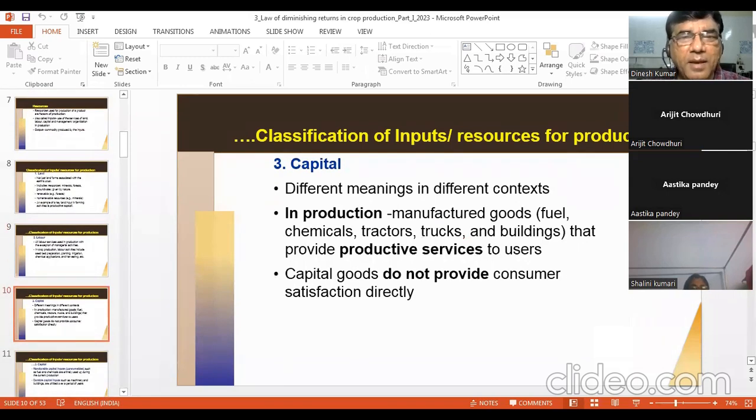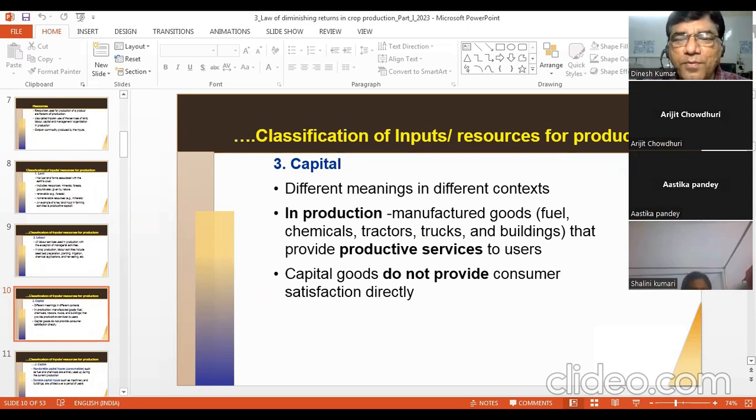Now, capital. Capital means how rich you are. It has different meanings in different contexts in production. Manufactured goods like fuel, chemicals, tractors, trucks, and buildings. So these are the resources available with the farm and that provide productive services to the users. So capital items can be purchased through money; of course, labor is also purchased through money.